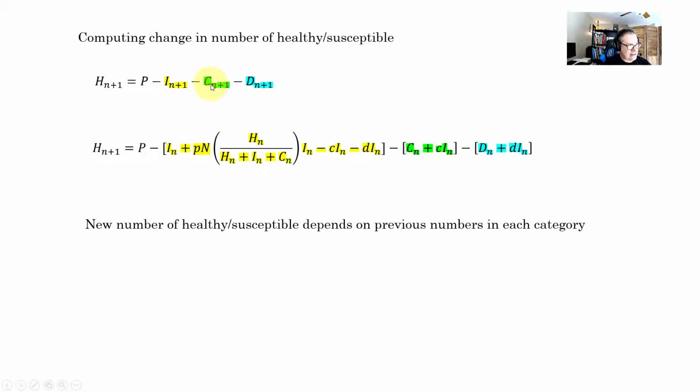Similarly, I'd calculate the number of people cured at the next time step based on how many were cured, plus that cure rate times the number infected, and calculate the number of people that will have died in the next time step based on the number that had already died times some rate that they're dying, as a constant rate of the number of people infected. So this was an expression for the number of people that were healthy and susceptible in the next time step based on all of my current populations in each of those categories.